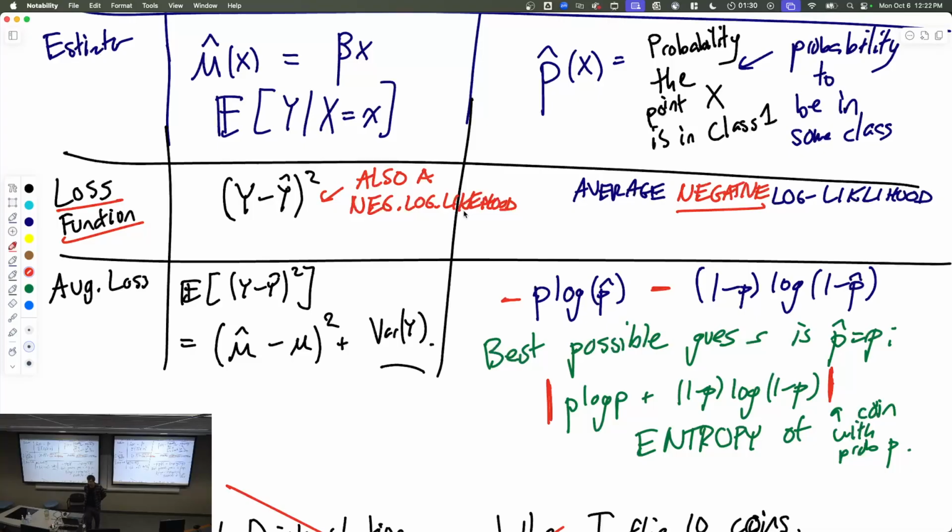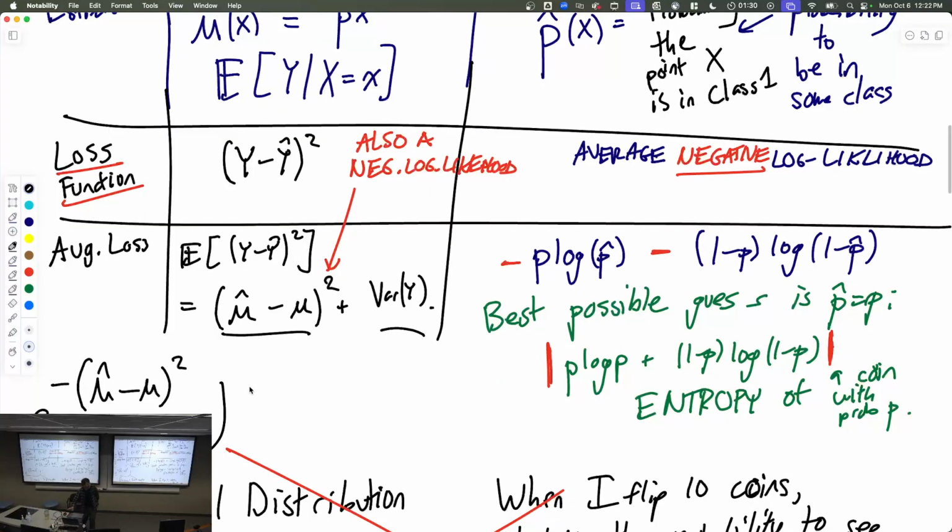Does anyone know what random variable has a negative log likelihood that is the difference squared? Or maybe I should point to this one. Maybe that one will give you a hint. What random variable has this kind of mu hat minus mu squared? Well, negative that, right, is the negative log. If this is supposed to be the negative log likelihood, then the log likelihood is that. And then this is the log, so I should exponentiate it. I'll do e to the power of this stuff, right? And that should maybe look familiar to you. This is a Gaussian random variable.